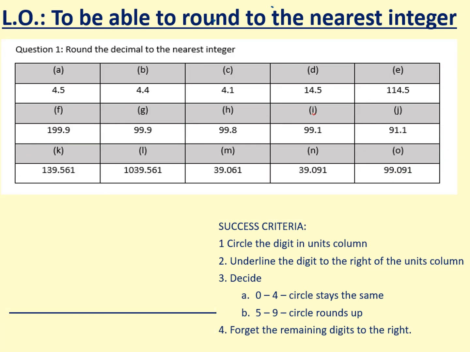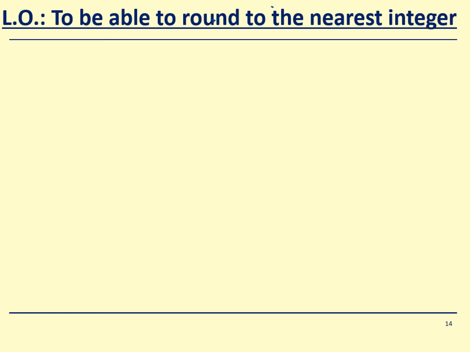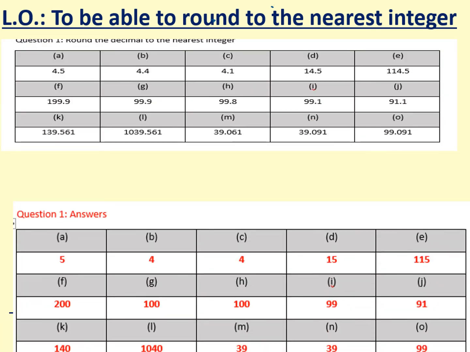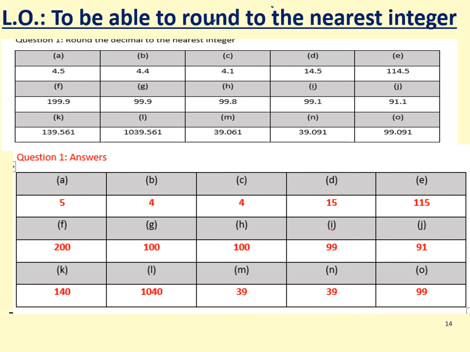Now, have a go at practice exercises. Pause this video for about 8 minutes and answer as many as you can, rounding each of them to the nearest integer. And here are the answers. Mark them with the green pen and write down how many out of how many you've done you have right. So if you completed 10 questions and you have all of them right, write 10 out of 10.